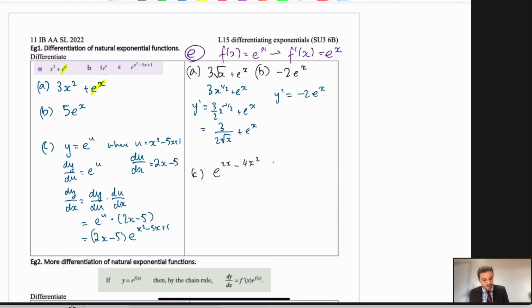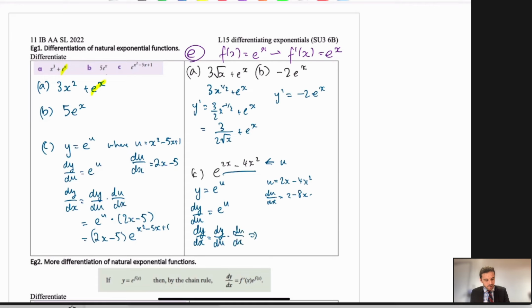Next one, we're going to make this chunk u. So u is equal to 2x take 4x squared. If we differentiate in terms of x, it's going to be 2 minus 8x. And now we've got our function e to the u. Let's differentiate e to the u. It's going to be e to the u. Let's put it all together to figure out our chain rule. Dy by dx is going to be dy by du times by du by dx. Let's find out our answer.